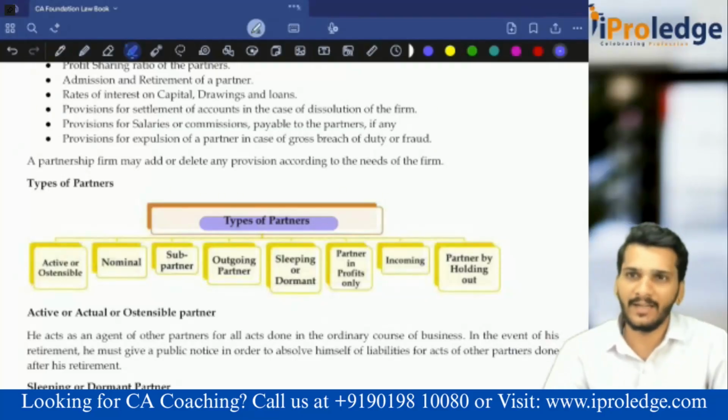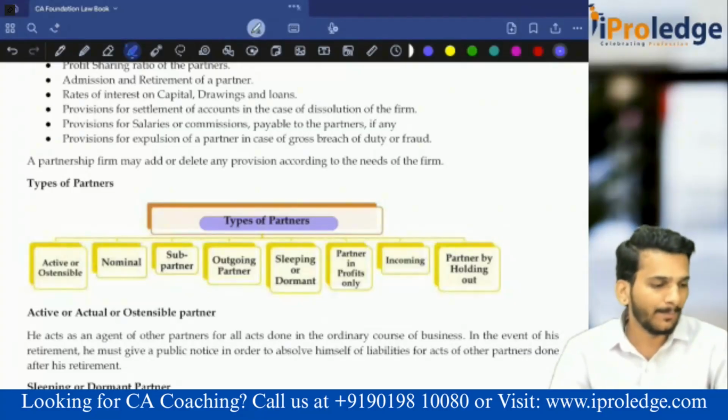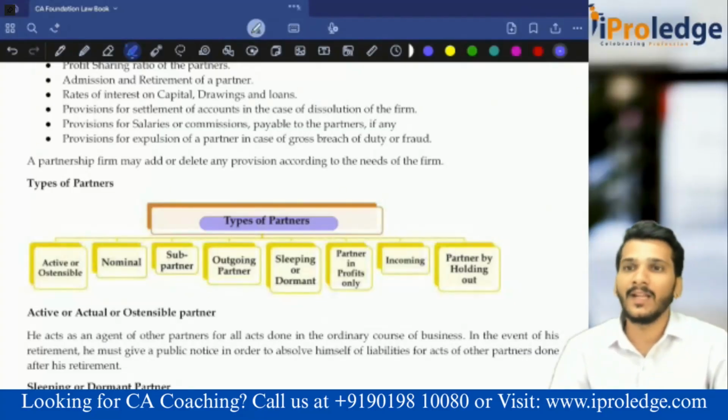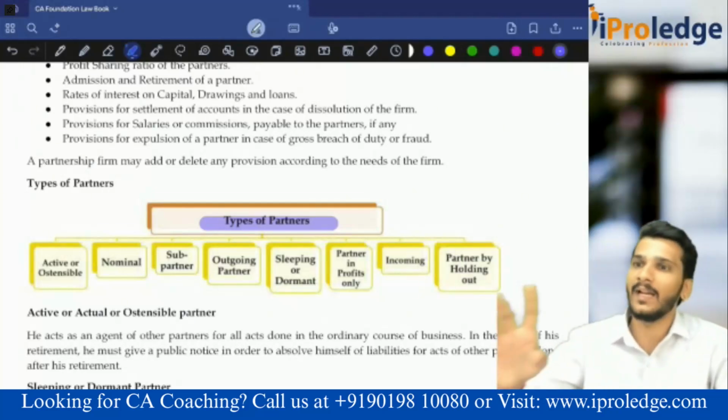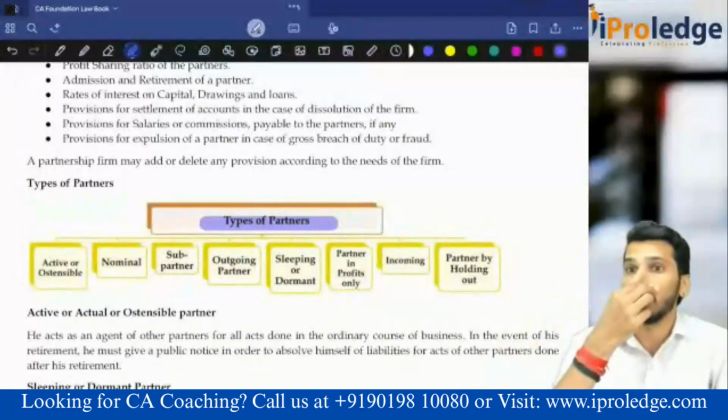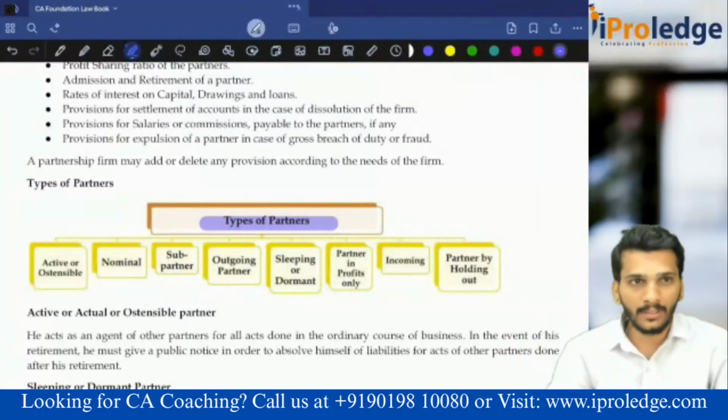Whenever an active partner is appointed as well as retired, it is a duty of the partner as well as the partnership firm to give a public notice. If an active partner is retired and the public notice is not given, then until the public notice is given, the active partner is still held liable for all the activities which happened after the retirement also. So it is very, very mandatory to give the public notice.